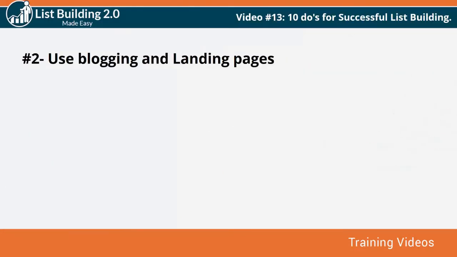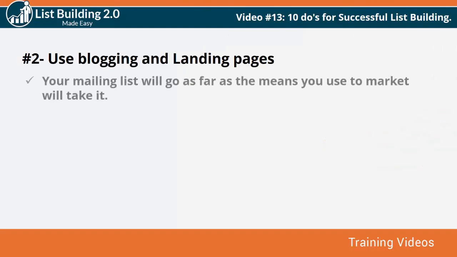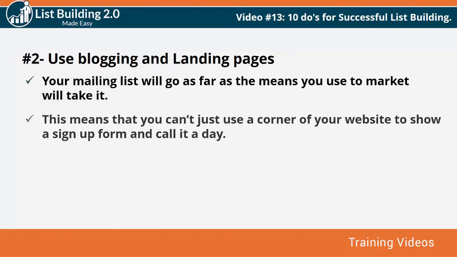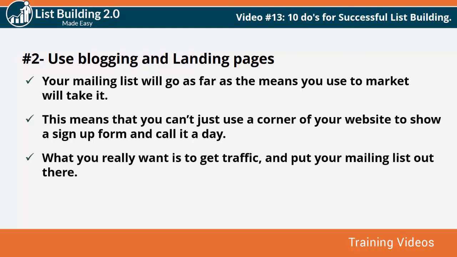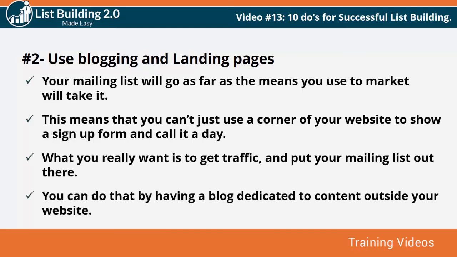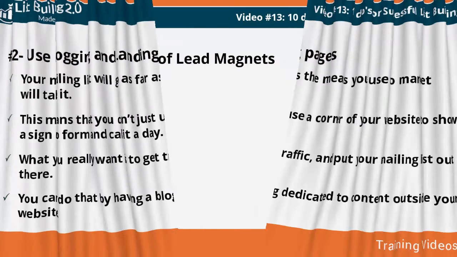2. Use blogging and landing pages. Your mailing list will go as far as the means you use to market will take it. This means that you can't just use a corner of your website to show a sign-up form and call it a day. What you really want is to get traffic and put your mailing list out there. You can do that by having a blog dedicated to content outside your website, with carefully structured information that can be used to get traffic from wherever you can, and then insert a landing page with a call to action to join your mailing list.